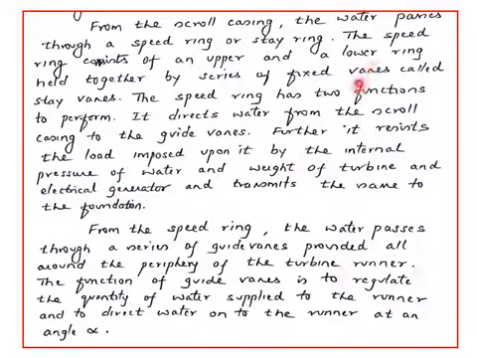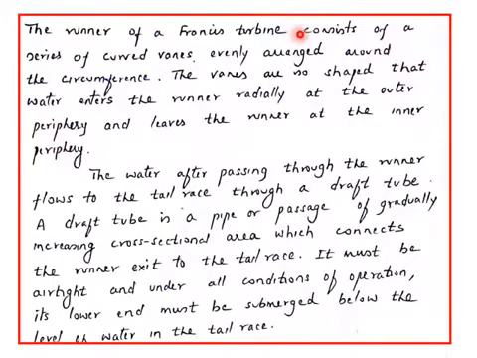Now the water coming from the scroll casing goes to the steering, and from the steering or speed ring, the water passes through a series of guide vanes provided around the periphery of the turbine runner. The function of the guide vane is to regulate the quantity of water supplied to the runner, and also to direct the water at an appropriate angle alpha. The runner of a Francis turbine consists of a series of curved vanes or runner vanes, evenly arranged around the circumference. The vanes are so shaped that the water enters the runner radially at the outer circumference and leaves the runner at the inner circumference.